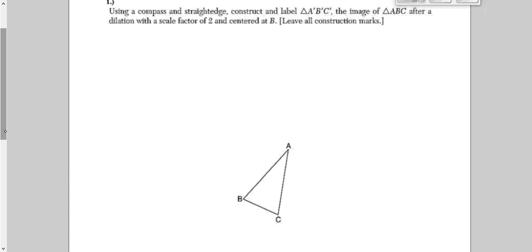What do I draw? Well, that's a good question. What's the center of dilation? See. It is? Did you read it?